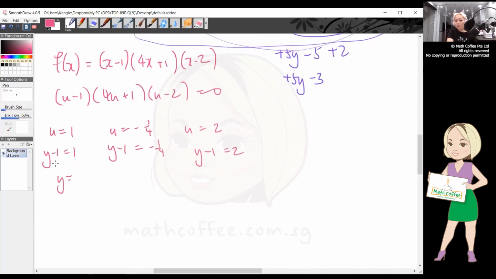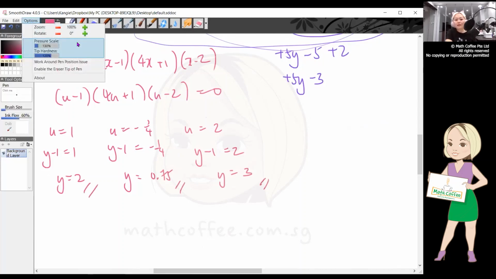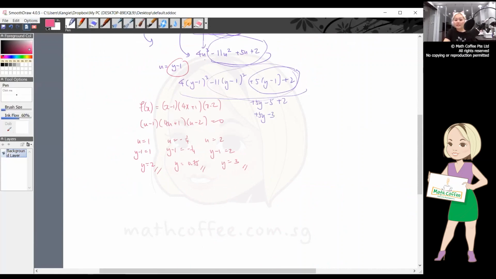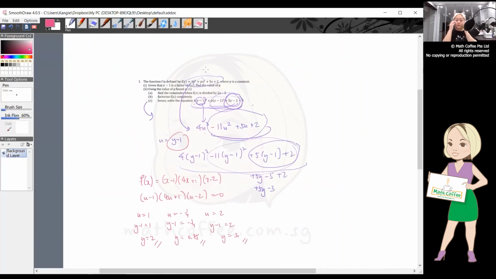So you have y equals 2, y equals negative 1/4, negative 0.25 plus 1. So you get 0.75, and you have y equals 3. So this is how you link this kind of hence question to the above question. You understand? Because if all the x are very confusing, what I usually do is I change the same thing to another alphabet first. I change it to u.